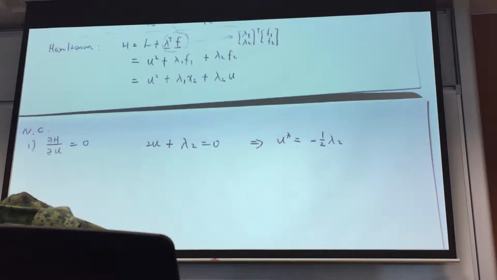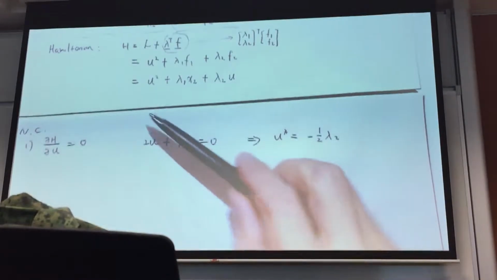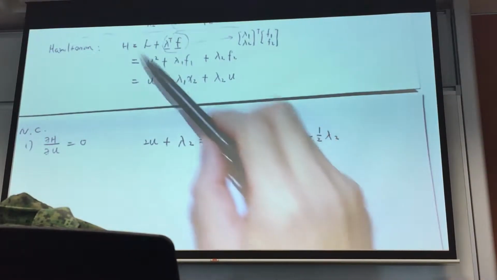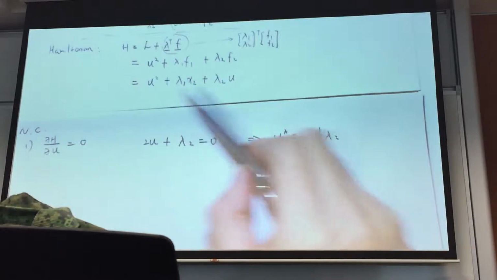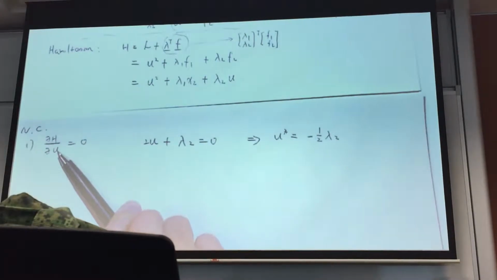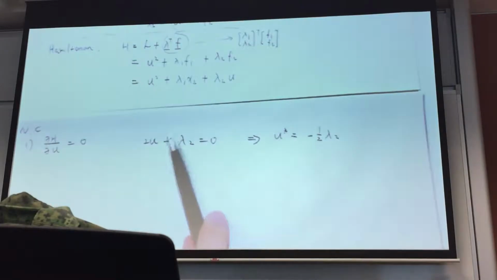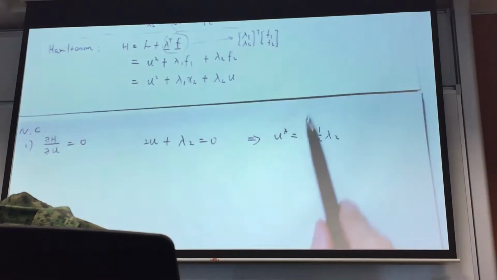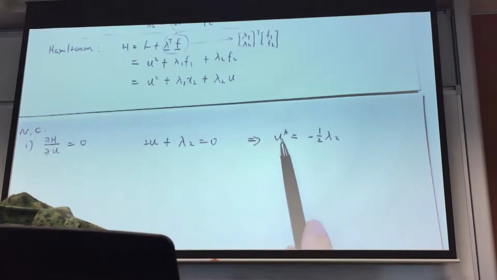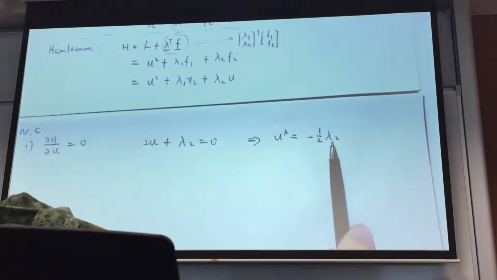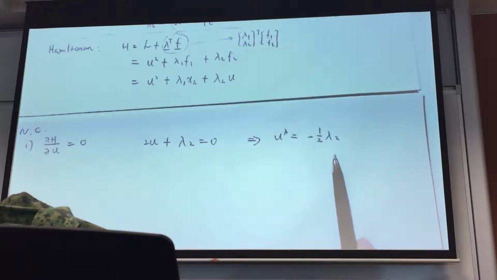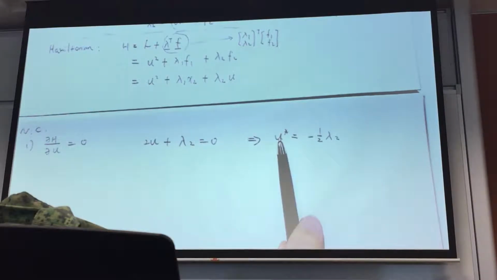Any problems? So dH/du equals 0, and here H is a function of u. You just differentiate this equation with respect to u, and you have the optimal control. We see now the optimal control depends on the Lagrange multiplier. The Lagrange multiplier is a function of time, so u is also a function of time.